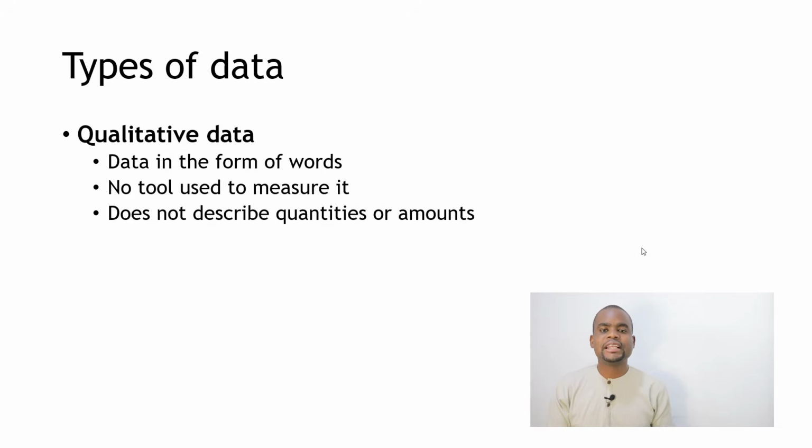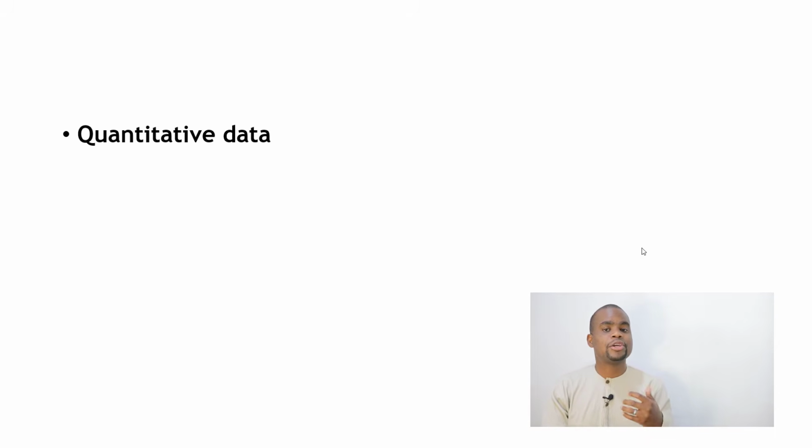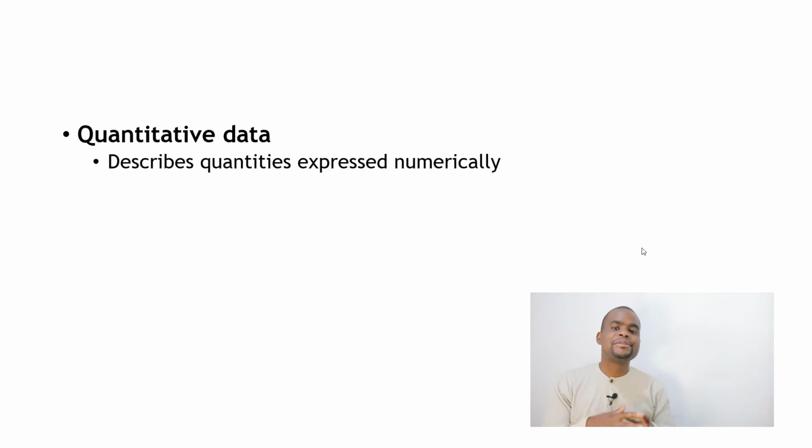So in qualitative data, we're mostly not describing things in terms of quantities. We simply have maybe groups of things. We're just mentioning names of things. So those names or groups of things, or maybe levels of things, that's what qualitative data is about. So let's take a look at the second type of data. The second type of data is actually quantitative data. And from the word itself, you can actually see quantitative. We're talking about quantities, right? So quantitative data describes quantities expressed numerically.